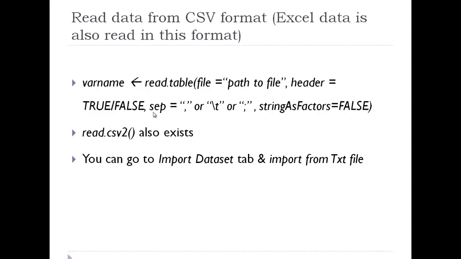SEP equals, that is the separator, is a comma in case of a CSV format. It could be a text file wherein I have separated my values using a tab, so I will use \t, or it could be a semicolon separator.